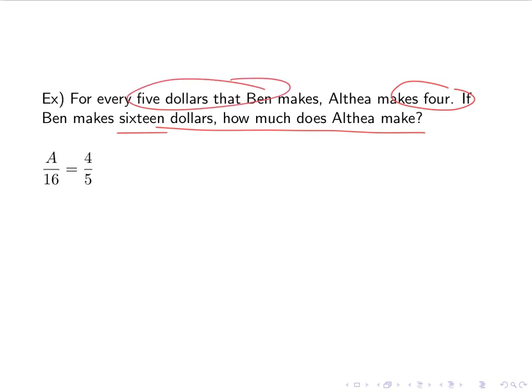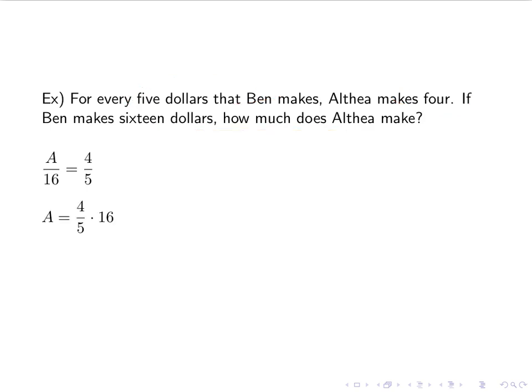You always want to double check that your units are correct. So Althea is on top for both of them. Ben's is on the bottom for both of them. We're going to multiply both sides by 16. And then again, this is going to be a dollar amount. So we need to make sure that we have the units, so dollars, and that we have 2 decimal places. So you don't want to leave something like 12.8 because that doesn't make sense.